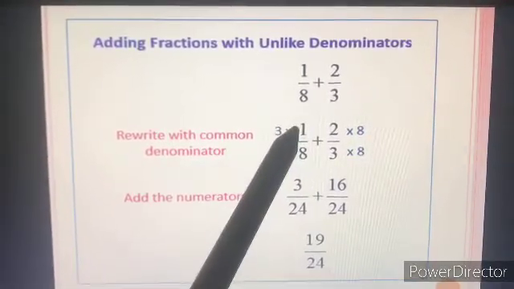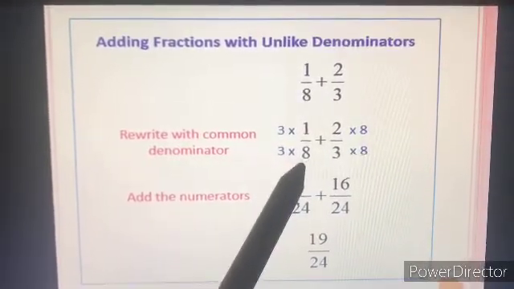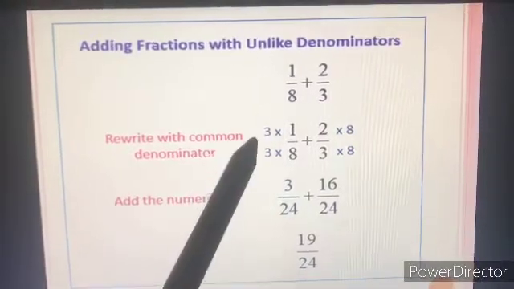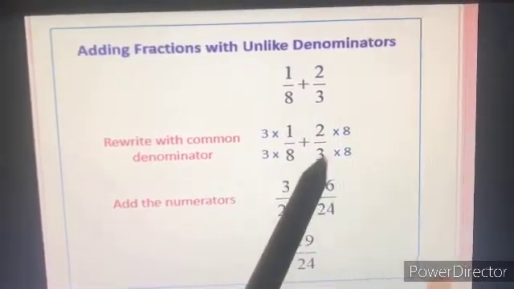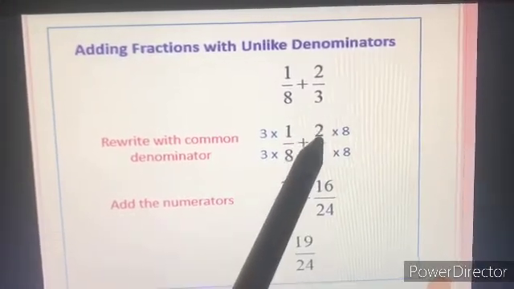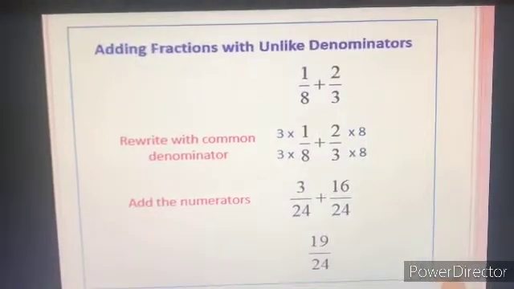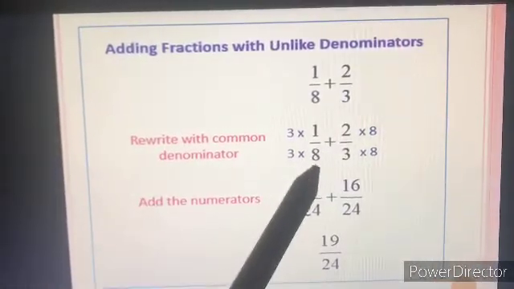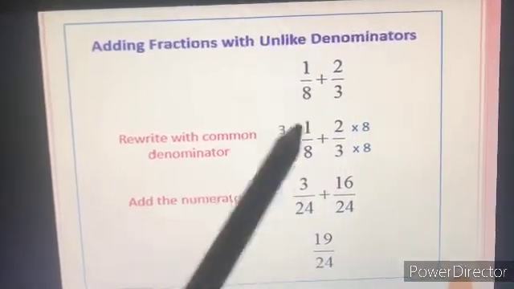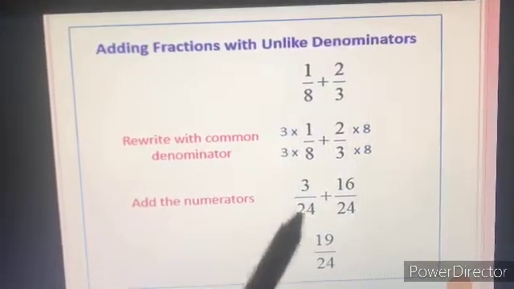So we will multiply the numerator also accordingly. If we are multiplying the denominator with 3, we will also multiply the numerator with 3. Here we are multiplying the denominator with 8, so we will also multiply the numerator with 8. When we multiply the denominator with 3, 8 3s are 24, so we will also multiply this numerator with 3. It is 1, so 1 3 is 3.